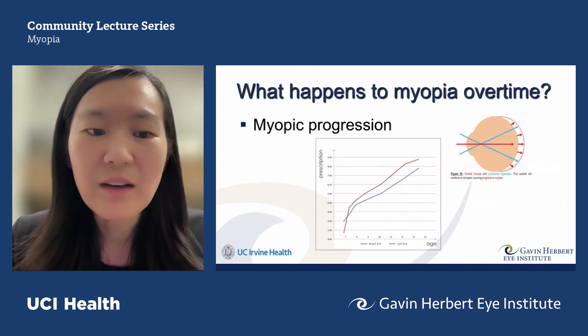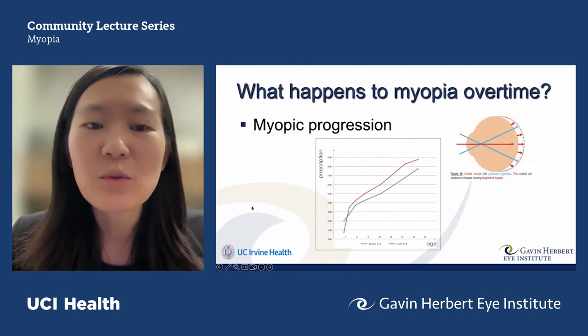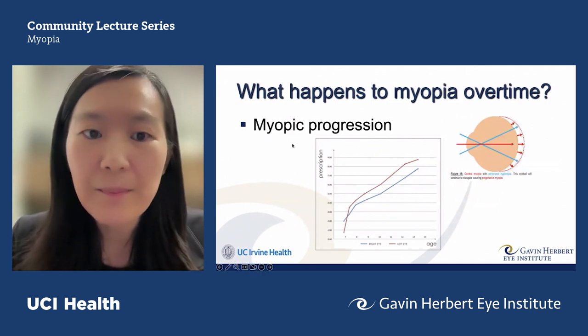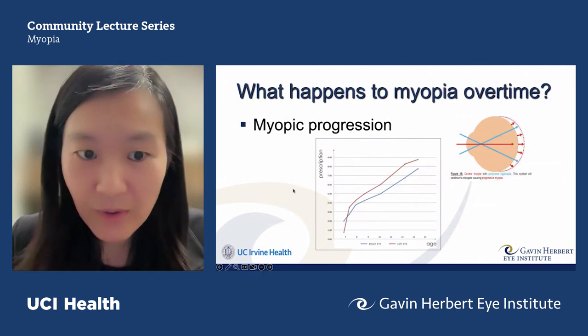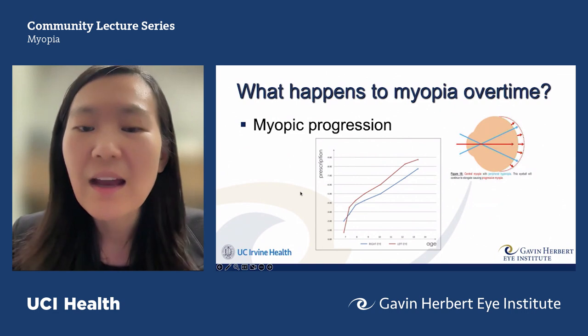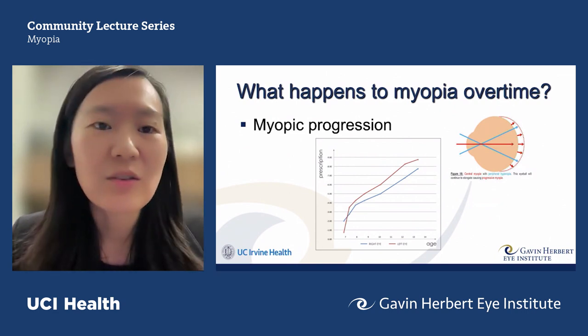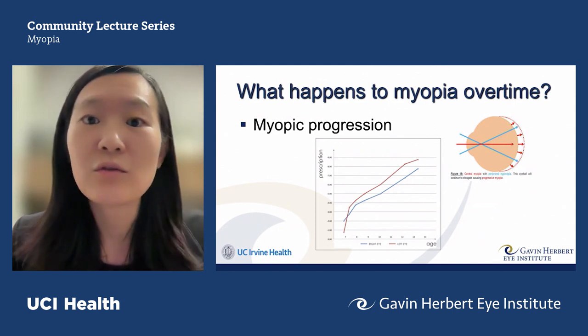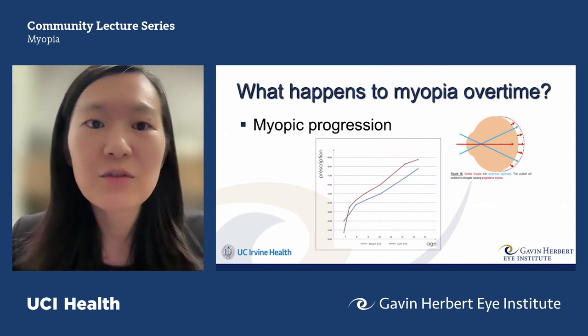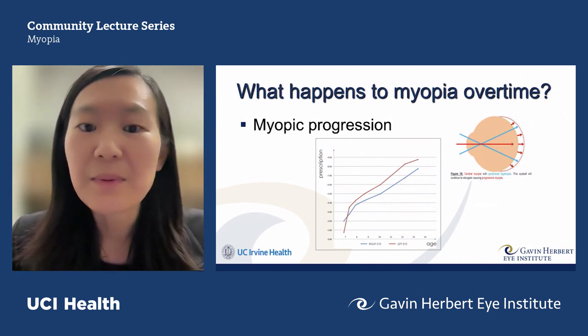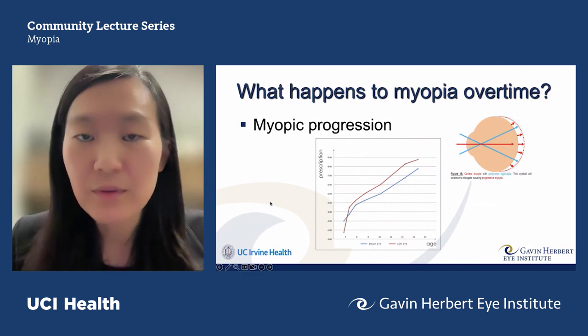So because we talk about myopia in kids, what happens to myopia over time? This is what we call myopic progression. Myopic progression essentially describes the fact that as kids grow, the eyeball grows with them. Just like how we need to buy our kids new shoes and new pants, they get bigger shoes, longer pants, longer shirts over time because their body's growing, the eyeball grows as well.